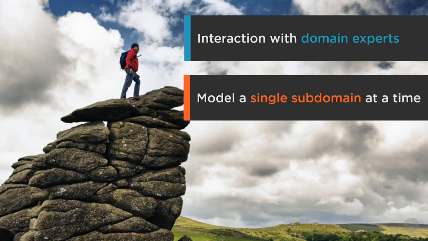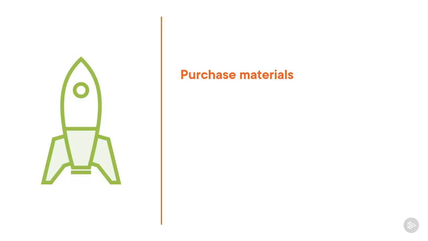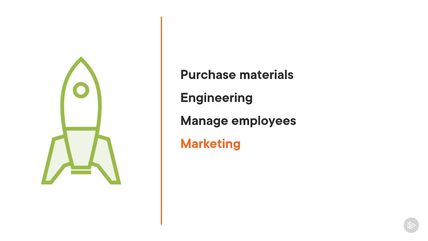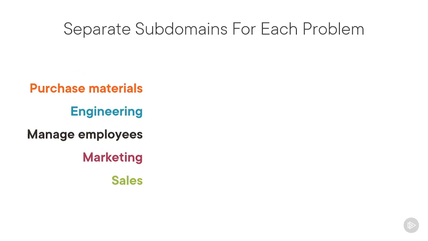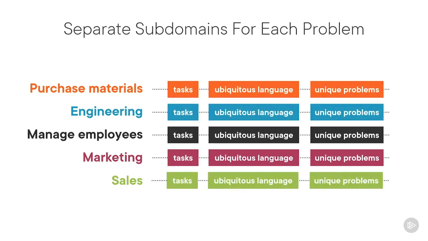Another core theme in DDD is to focus on a single subdomain at a time. Say you're asked to build software for a spaceship manufacturer. They describe their business tasks such as purchasing materials, engineering, managing employees, advertising their spaceships, and share with you their dreams about mass-producing spaceships when the market's ready. Each one of these tasks are, in themselves, a complex subdomain filled with their own specific tasks, terminology, and challenges, and those subdomains may have only minimal interaction between them.